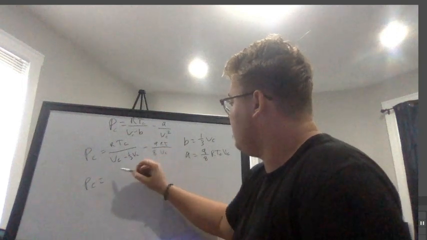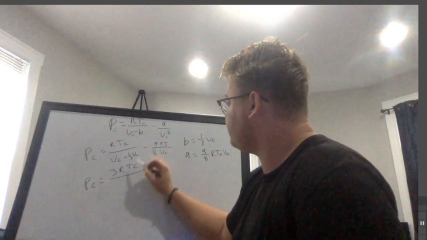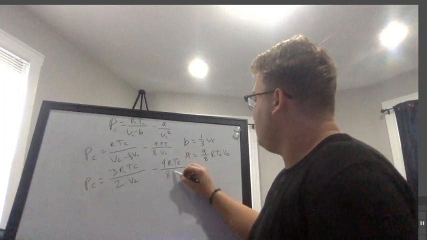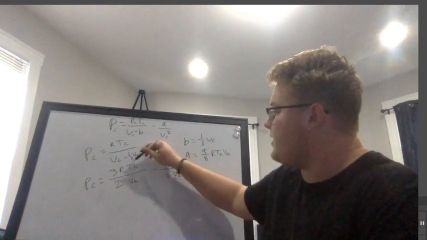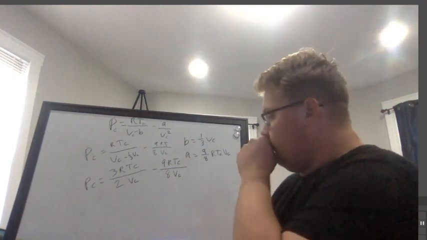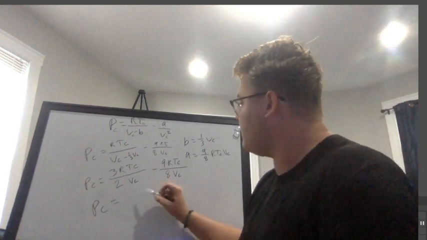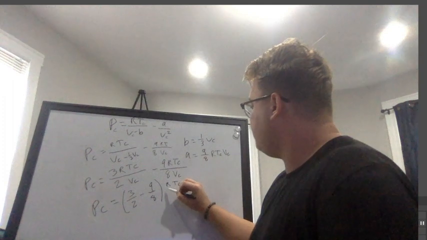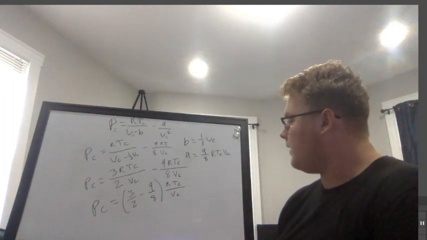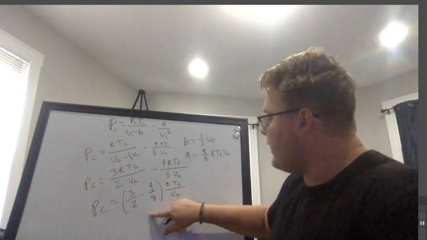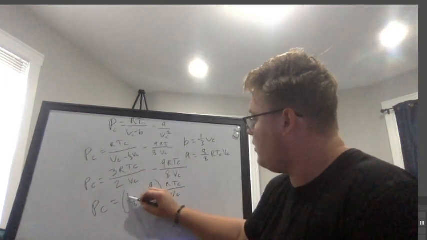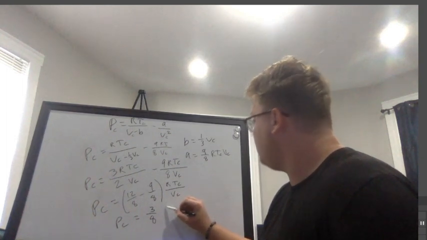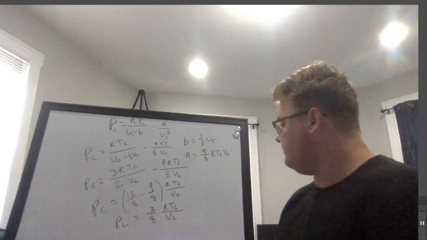PC is equal to 3RTC over 2VC minus 9RTC over 8VC. So we have RTC over VC and RTC over VC, so let's simplify this out. PC, make sure you can see this. PC is equal to 3 halves minus 9 over 8, times RTC over VC. And now from here, it's just basic subtraction of fractions. This will be the same thing as 12/8 minus 9/8, and then we get PC is equal to 3/8 RTC over VC. Okay.